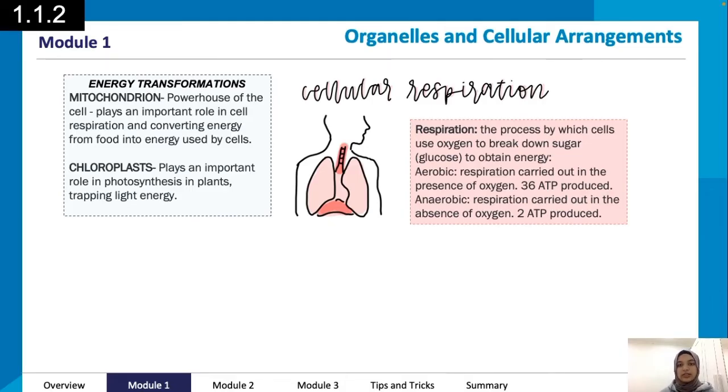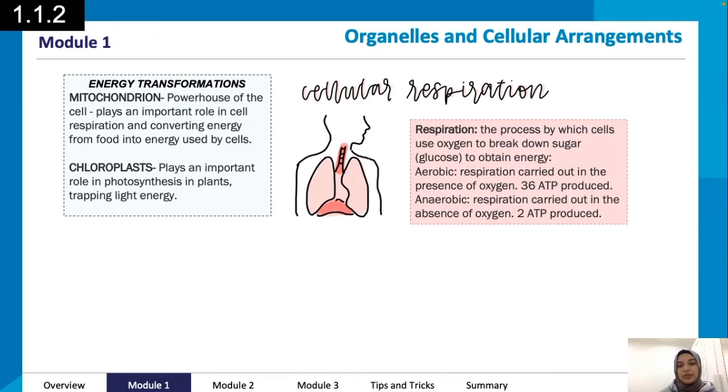Okay, so again, cells use oxygen to break down sugar glucose to obtain energy. Now, there are two ways that this can be done. Aerobic respiration is carried out in the presence of oxygen. So 36 ATP are produced as a result, versus anaerobic.